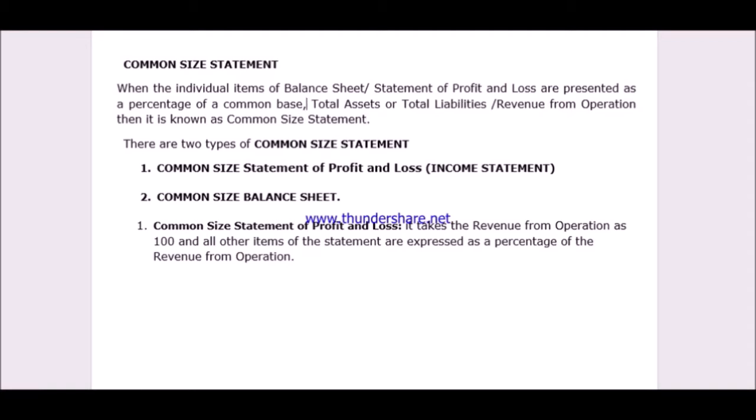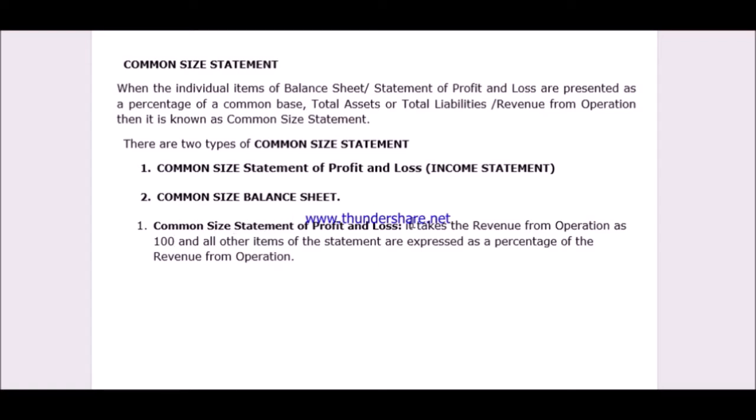Now, there are two types of common size statement. The first one is the common size statement of profit and loss, or common size income statement, and the second one is the common size balance sheet. Today we will read about the common size statement of profit and loss. So let us know what it is.